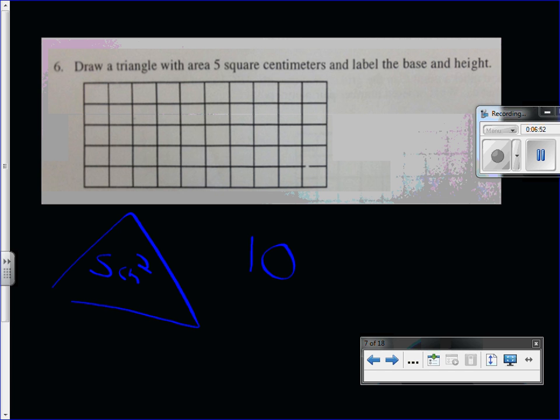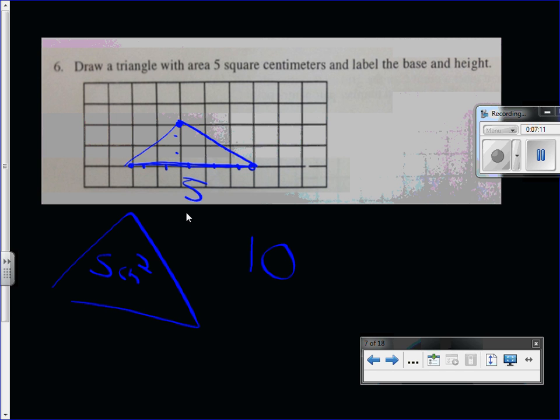So I'm going to go 5 times 2. So I got, draw a point here. 1, 2, 3, 4, 5. Here's the base of my triangle, which is 5. I better go up 2. 1, 2. Here's the top of my triangle.